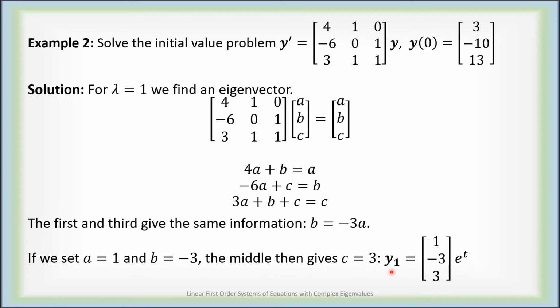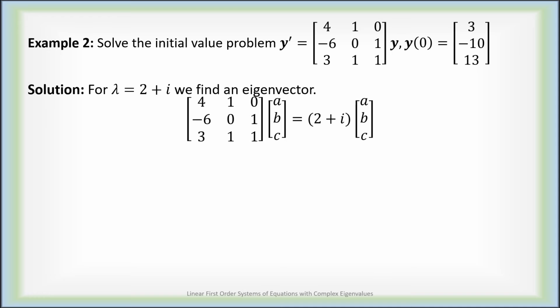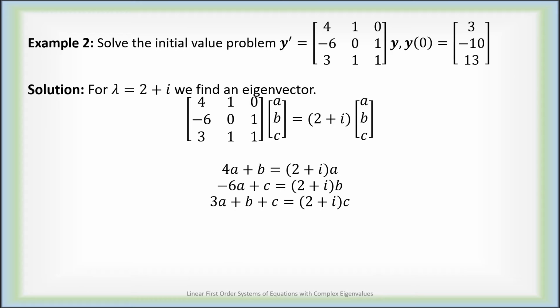So here is part of our general solution. Y1 is just going to be the column 1, negative 3, 3 times e to the t. And now we get to move on to the complex valued part of the problem. Hooray for us. So we set up the matrix times an unknown column is 2 plus i times that column. Row by row, we get the following 3 equations. Now this top equation is pretty convenient because it allows us to quickly solve for b. Specifically, if I subtract 4a from both sides, we get b is now negative 2 plus i times a.